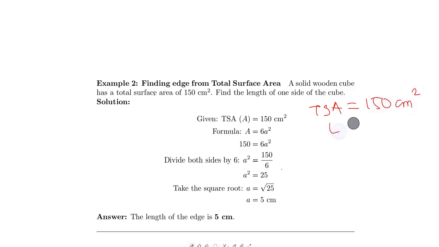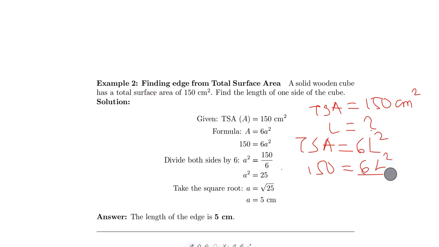I'm looking for the length. What's my formula? Total surface area is equal to 6L square. And what's our total surface area? 150 equals 6L square. So I divide both sides by 6 first, as you can see here too. So 6 cancels 6. Are you seeing that now? Then you can say that L squared is equal to 150 divided by 6, which will give us 25.